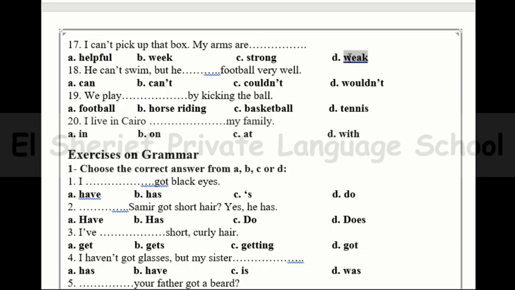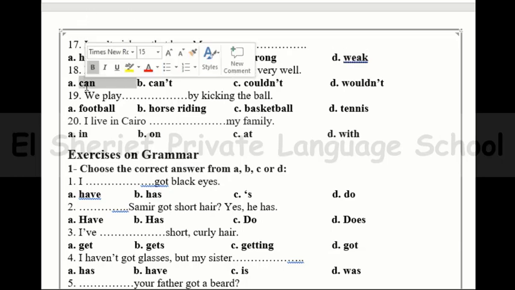He can't swim, but he football very well. Can, can't, couldn't, wouldn't. So we already knew that but is a word that links between two sentences, and the two sentences must be opposite to each other. So here I will take can.